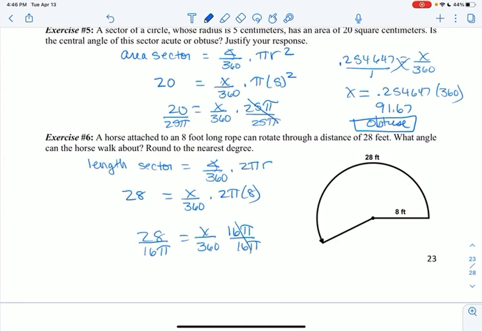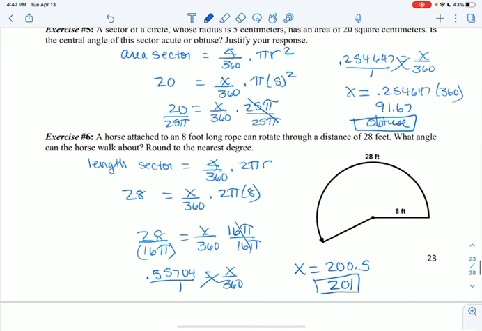Now, when you do this, you really need parentheses around here. Whenever you have a fraction, there are implied parentheses. So 28 divided by parentheses 16 pi. Make sure you're trying this out so you're getting this right. 0.55704 equals x over 360. And then I just put a 1 under there and cross multiply. So 1 times x is x. 0.55704 times 360 is 200.5. I want that angle to the nearest degree, and it's 201 degrees. All right, so we'll be practicing all of that tomorrow.